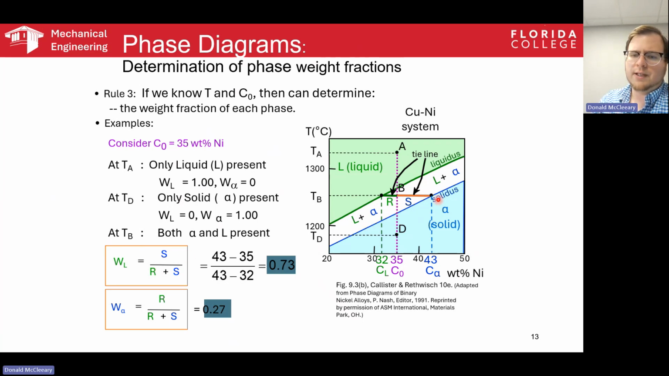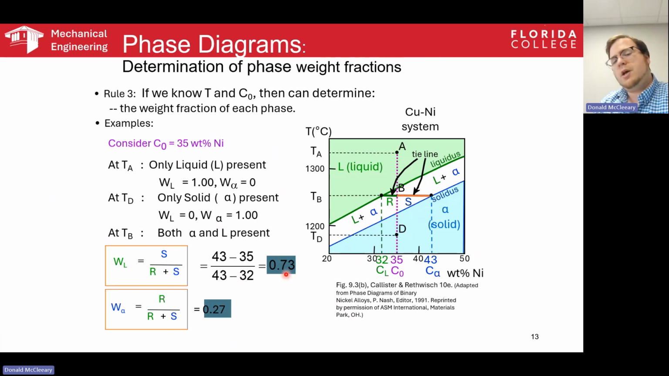So it's going to be your solid. So this line here, 43 minus 35. Look at this line. So we're doing 43 minus the point that you're at, 35, divided by R plus S, which is going to be this line plus that line. That ends up being 43 minus 32, because that's just 43 here minus all the way down here, 32, right? And that's how you get 0.73. And that's your mass fraction of liquid.